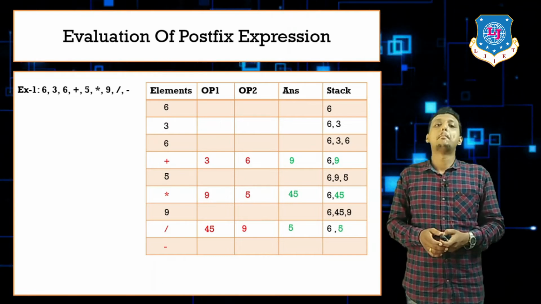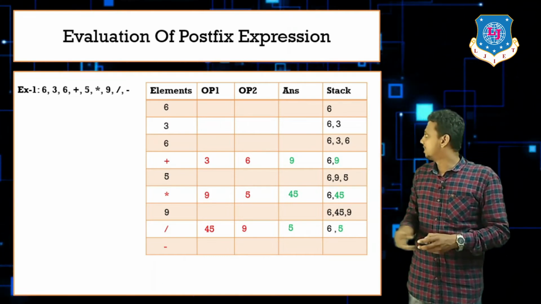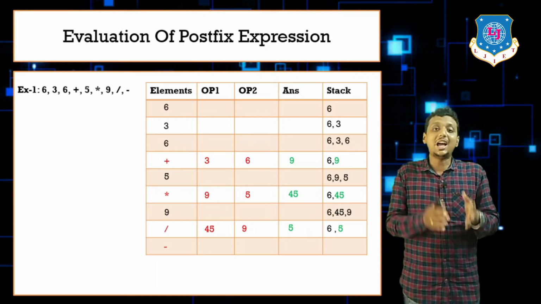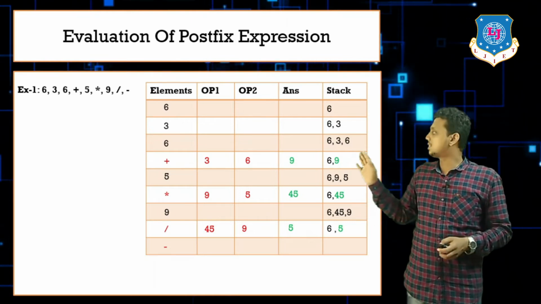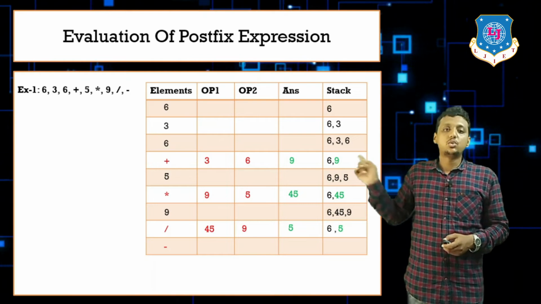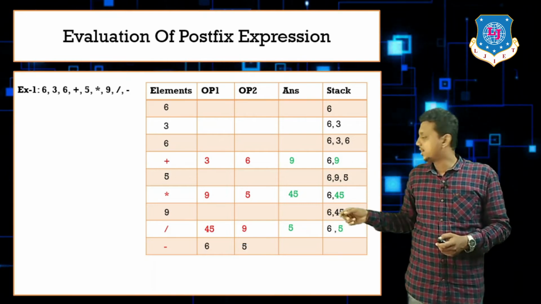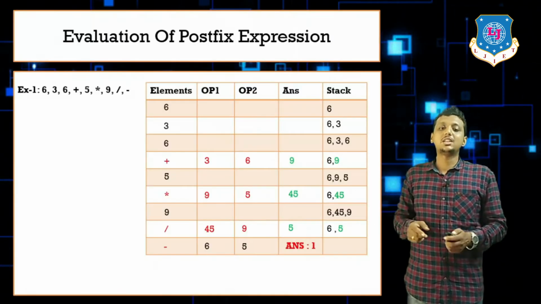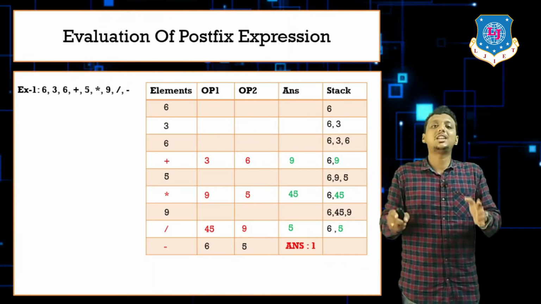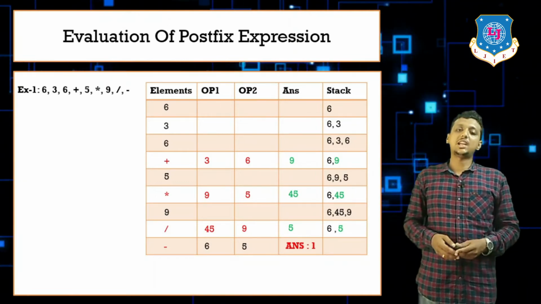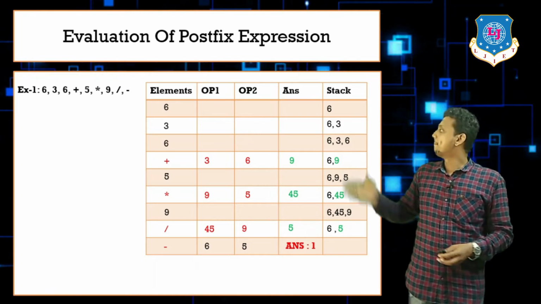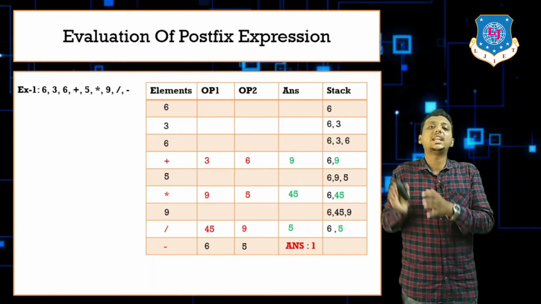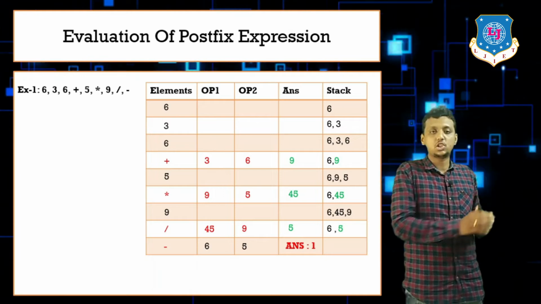Now next we have minus. I think this is the last. Yes, it's the last operator. Even, sorry, it's the last element with us. So now just apply the operation. First we get 6, then we get 5. It is 6 minus 5 becomes 1. Students, that is your answer. Your answer is 1. See, right now my stack becomes empty, as well as my input string also becomes empty. Fine. So like this, students, you can evaluate your postfix expression.